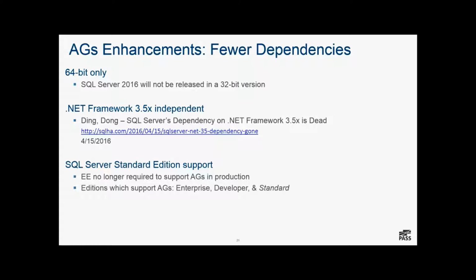And this is the big one: no dependency on Enterprise Edition. SQL Server Standard Edition supports availability groups. Enterprise Edition is no longer required, and editions which support availability groups in 2016 include Enterprise and Developer, just as before, but also Standard Edition. And I have a separate slide on that. In addition, we have something called domain-independent availability groups. No dependency on Active Directory. That's been a long time in the making, and we have it now in 2016.